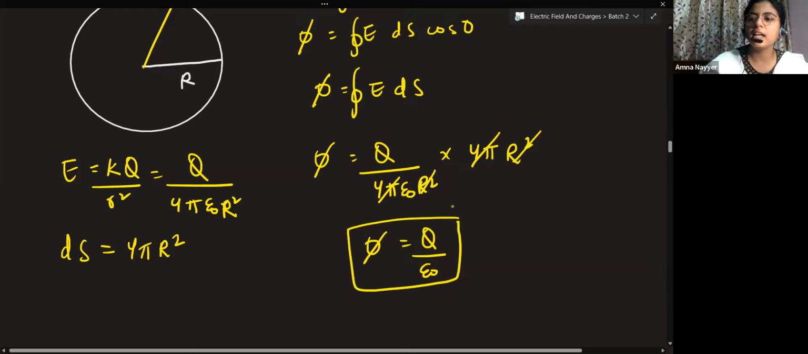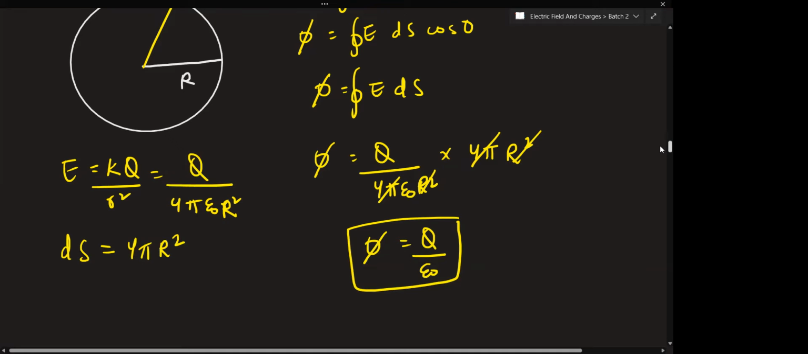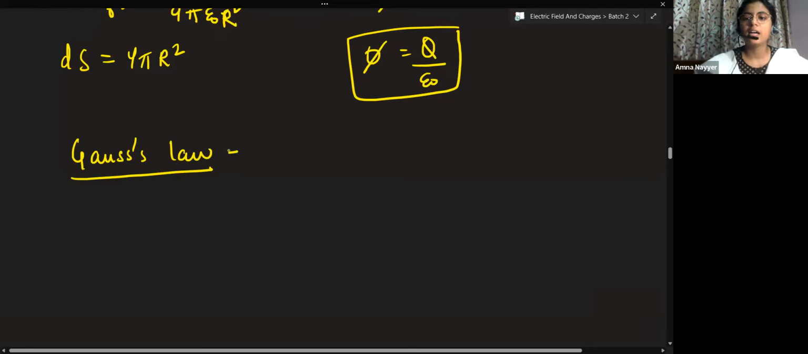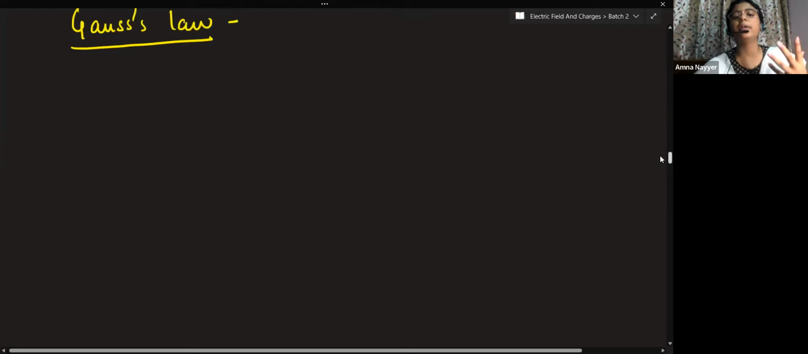Is this the final answer? Is it clear? Yes, ma'am. All right. So see, this result that you are getting is a kind of derivation for a law that is known as Gauss law. Understand what is the definition of Gauss law, what is the statement of Gauss's law.